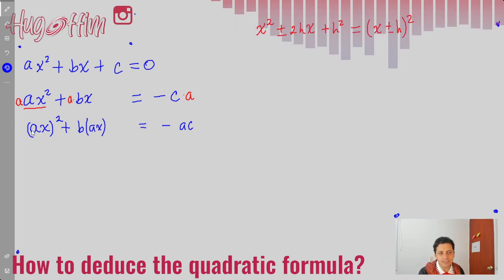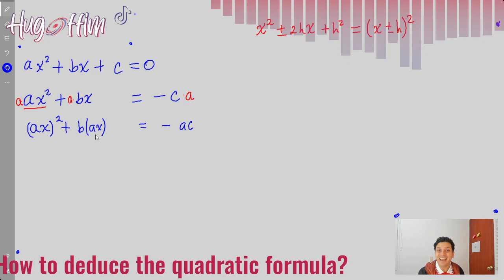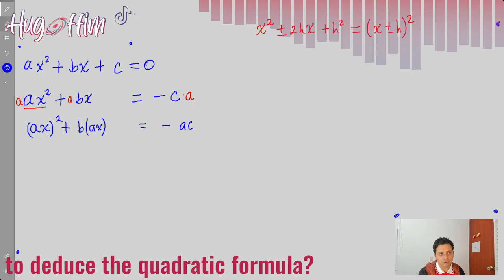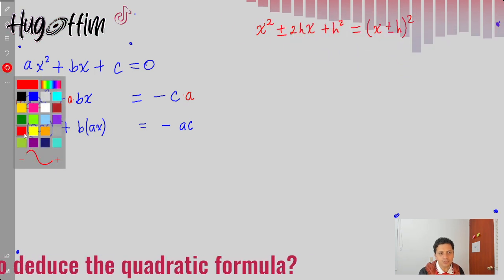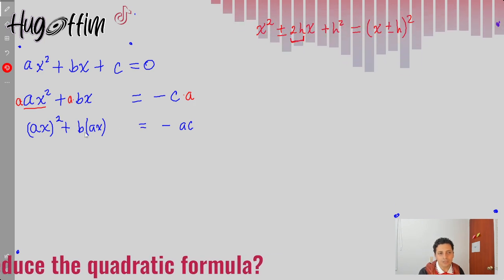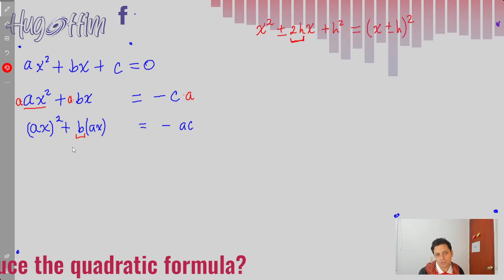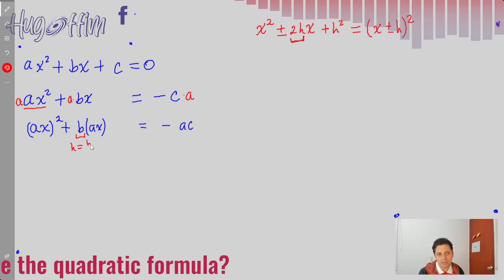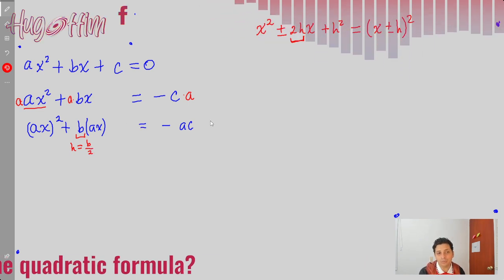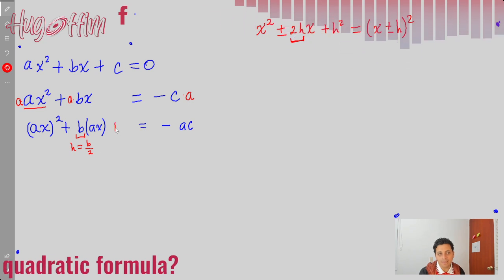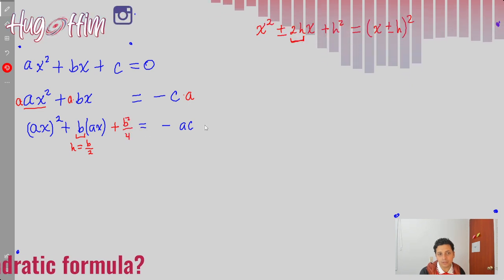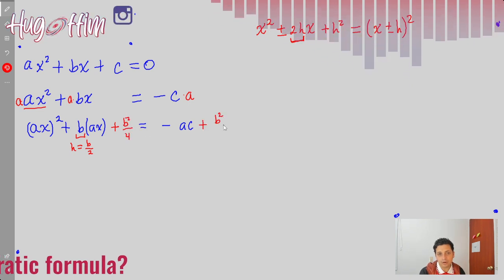Now the next step is to complete the square. I have ax to the second power plus b times ax, and I need to add a term to get a perfect square. To get this term, I'm just going to follow the formula. The formula says that I need to multiply x by 2h. So in this case, b is going to be 2h. In plain terms, h is going to be b over 2. So I just need to raise h to the second power and add it on both sides. So b squared over 4, and add it on the other side as well, b squared over 4.